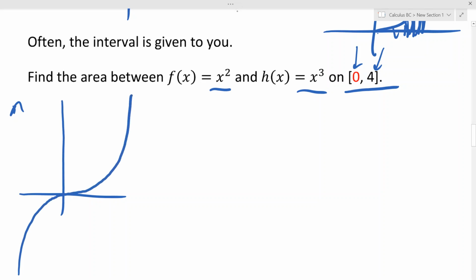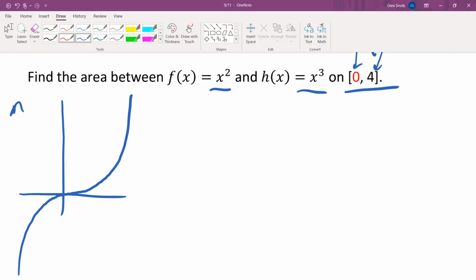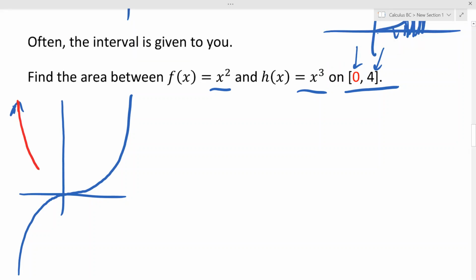Okay, and x squared is going to look like this. It's going to come in like that, and then it's going to be on top of it for a little bit, and then they cross at 1, 1. Okay, so they do enclose a shape, right?